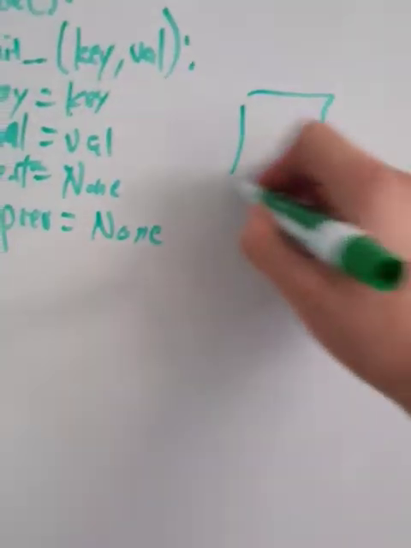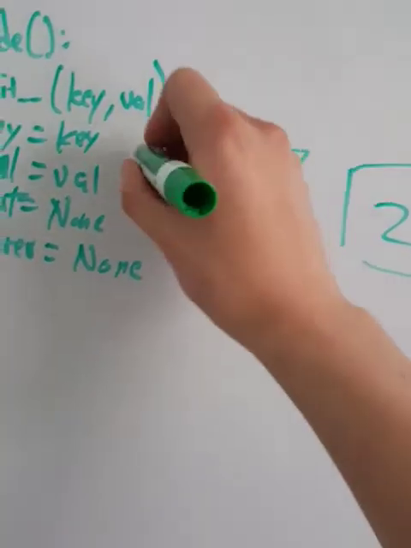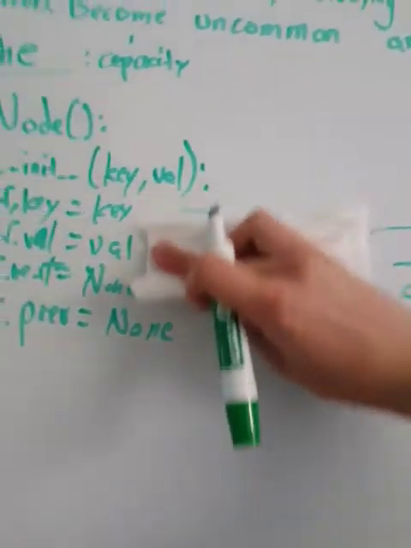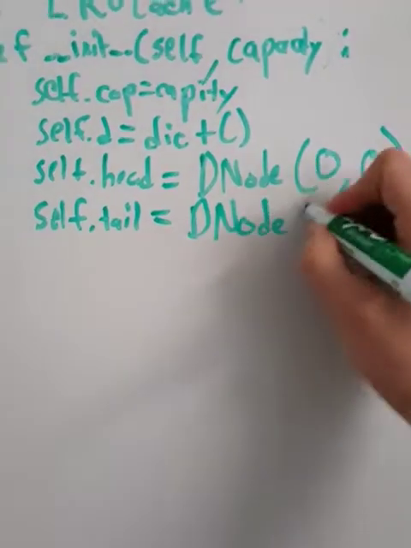So the ones closest to the head, like in the previous example with 1, 2, and then I did the 3 here, this 3 is going to be closer to the tail. Head is just going to be 0, and tail is also going to be 0. The ones closest to the head are going to be the least recently used nodes. So tail is also another DNode, and we initialize those values to 0, 0.